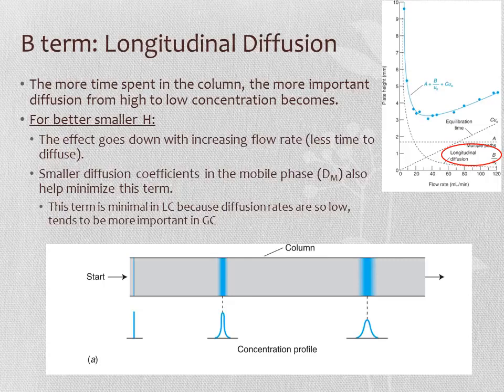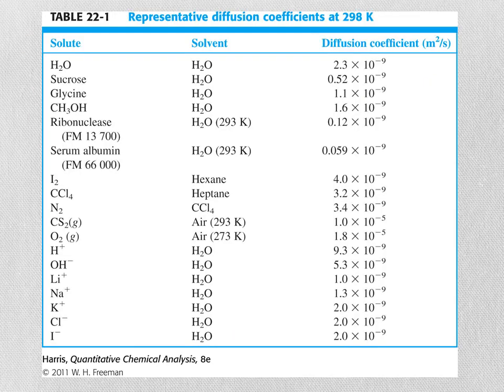In the Van Deemter equation, what you'll notice is that this B term, being B over flow rate, is going to have a small influence on plate height at high flow rates and be a huge dominant contribution to plate height at low flow rates. Because if you're really just moseying through that column, there's going to be a lot of diffusion. Here you have a number of diffusion coefficients for liquids. We have different solutes in different solvents. Mainly, this is stuff in water, and you can see that the diffusion coefficients are really quite small.